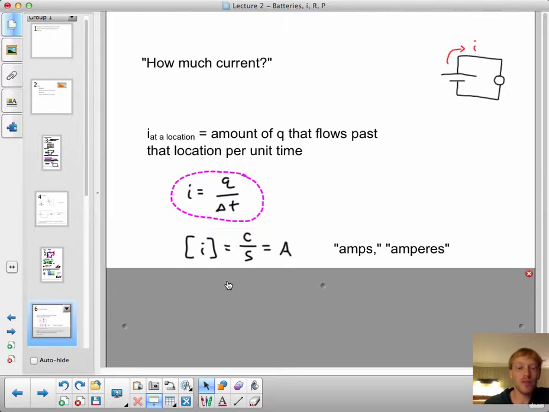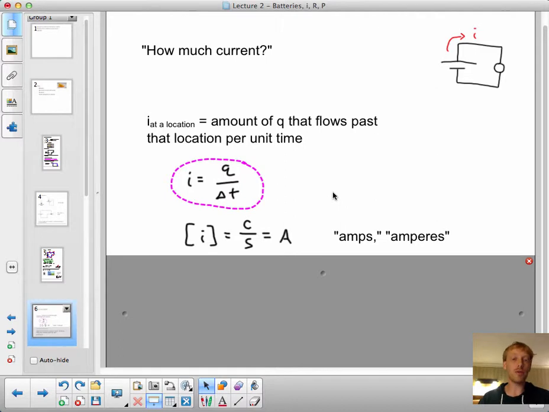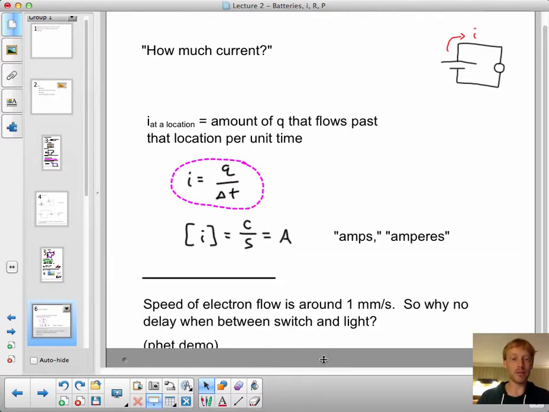What are the units of current? Well, I guess it's the unit of charge, which is coulombs. Remember, a coulomb is the unit of charge. It's a very big charge. Per second, that's the unit of time. And a coulomb per second is called 1 amp, or 1 ampere. If you have 1 coulomb of charge passing you per second, that's 1 amp of current.